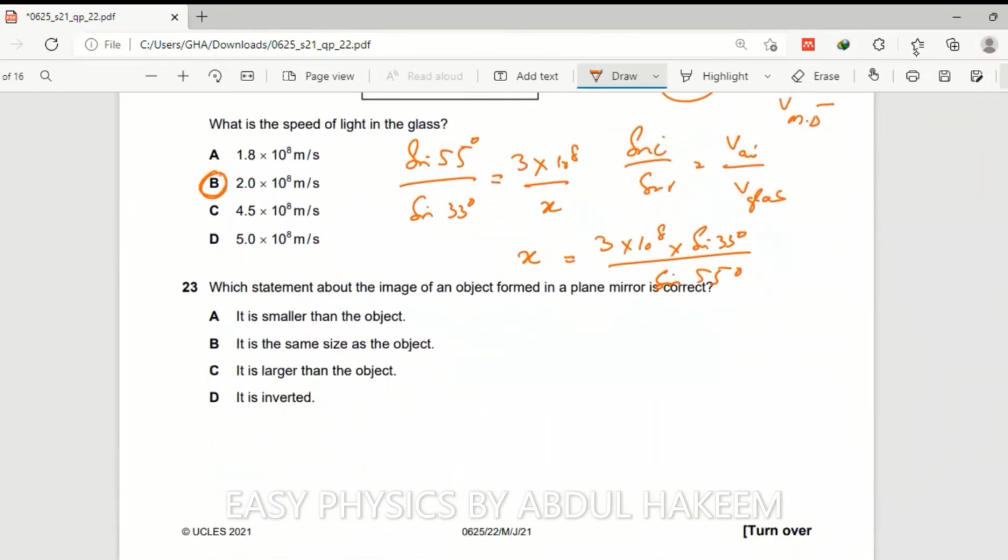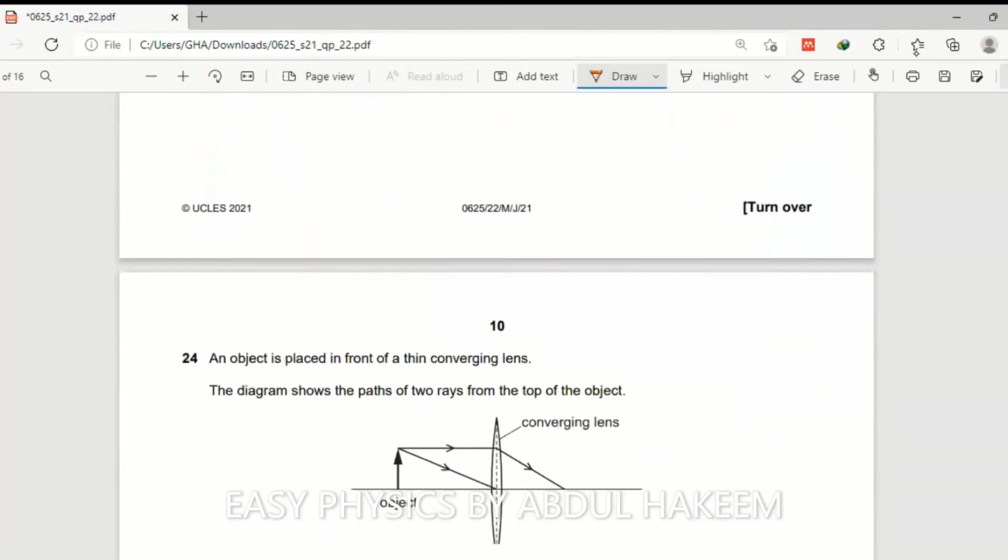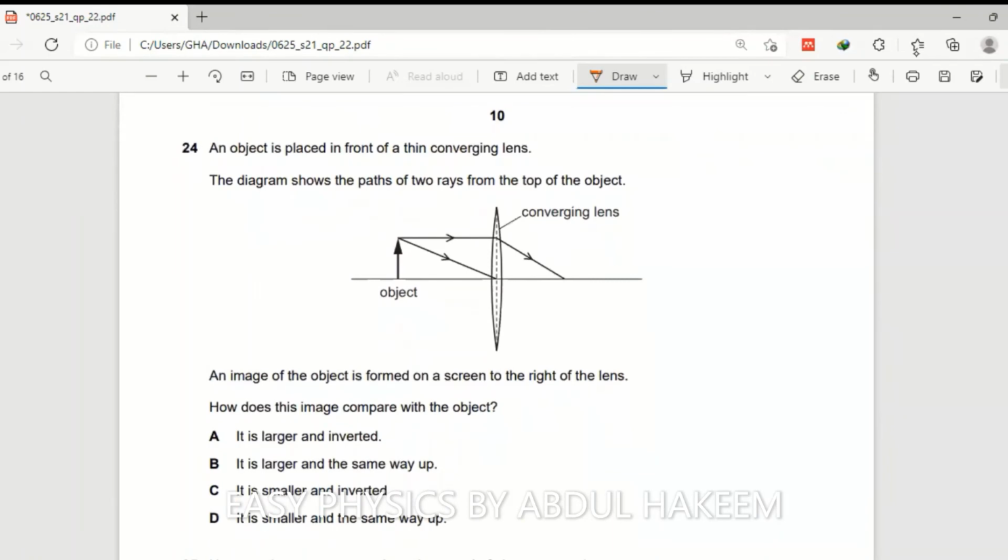Now 23, which statement about the image of the object formed in the plane mirror? Plane mirror means same size and upright. It is smaller? No. It has the same size as the object. Yes, this is the option. Simple question.